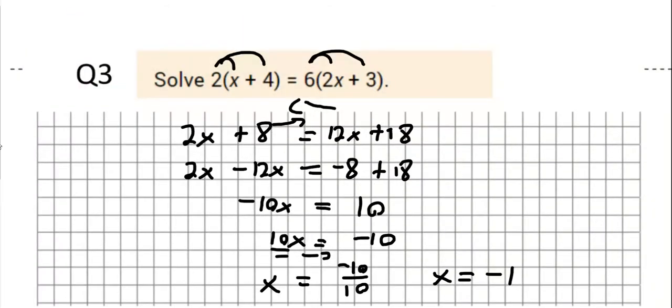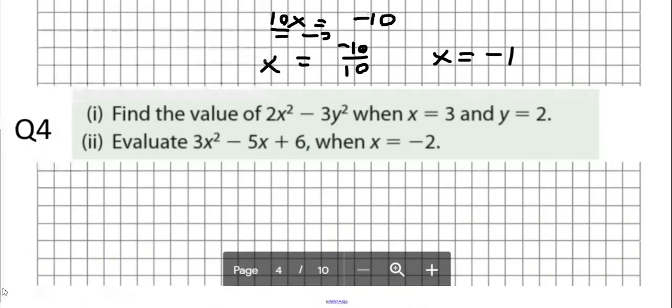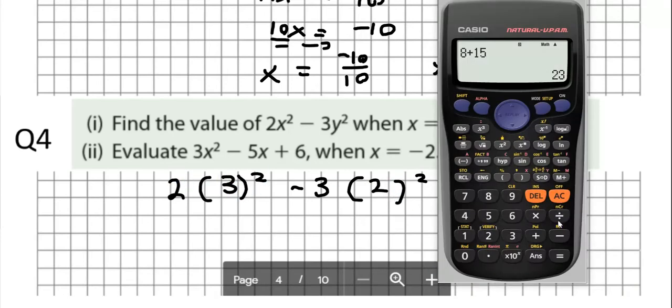Okay, where's question 4? Oh, there it is. Now question 4 is an input question. So what we're going to do is we're going to input the values and see what it comes out as. So leave x blank, so it's 2 times blank squared minus 3 times blank squared. Install x equals 3 and install y equals 2. Then you can go straight to the calculator. 2 times 3 squared is 18.